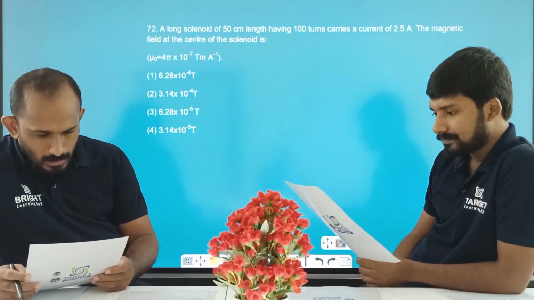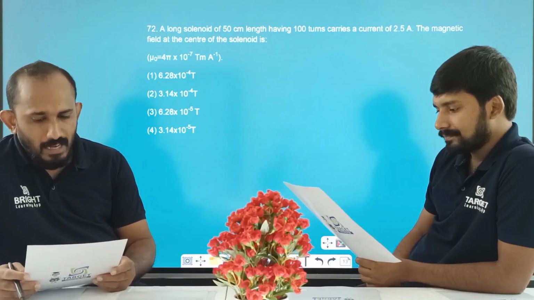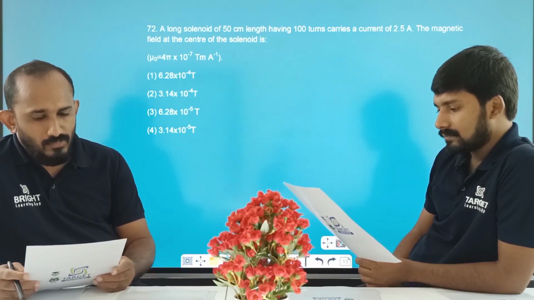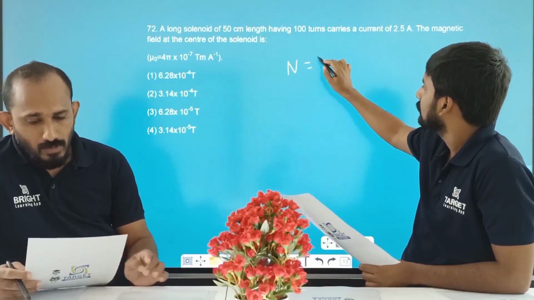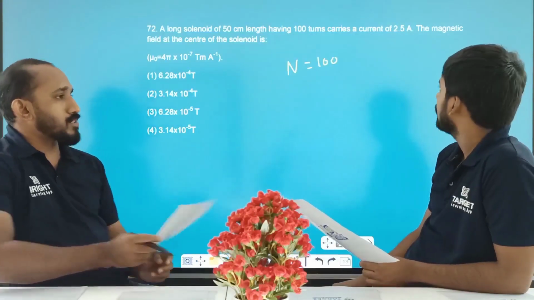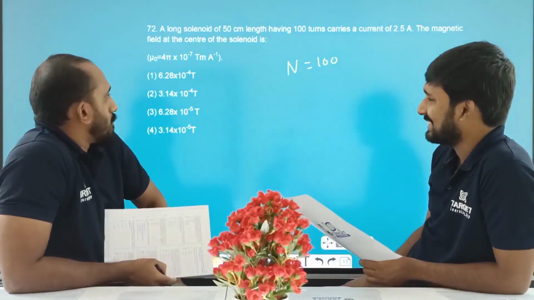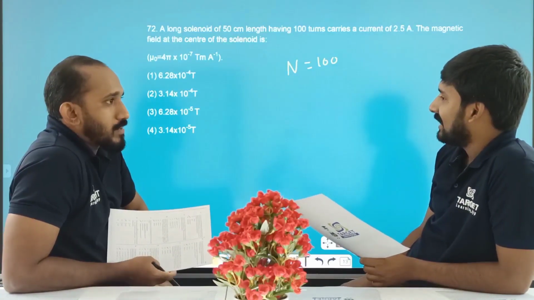A long solenoid of 50 centimeter length having 100 turns carries a current of 2.5 ampere. The magnetic field at the center of the solenoid is... It is from moving charges and magnetism, application of Ampere's circuital law. By using Ampere's circuital law, we found the magnetic field inside the solenoid.